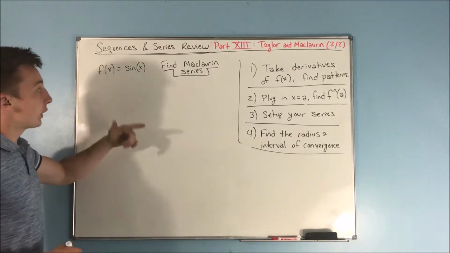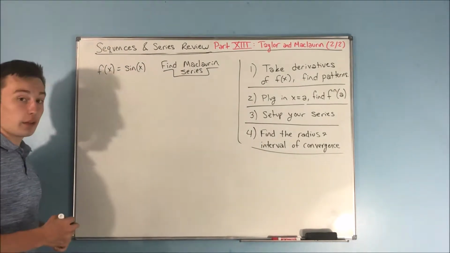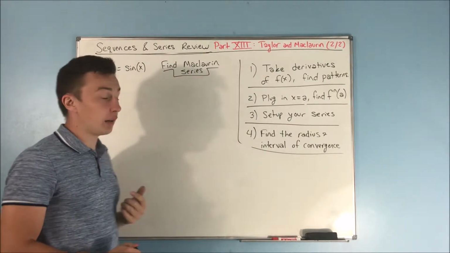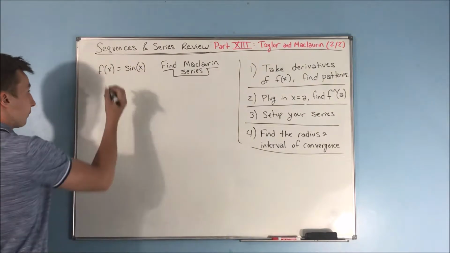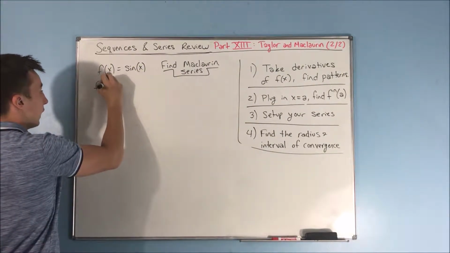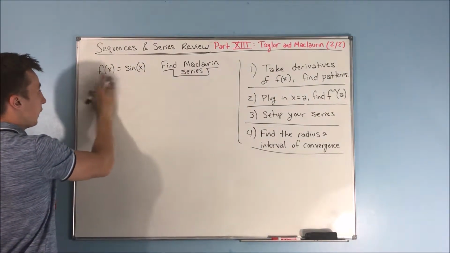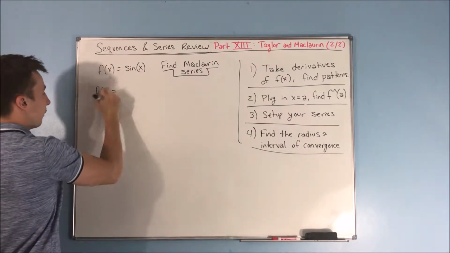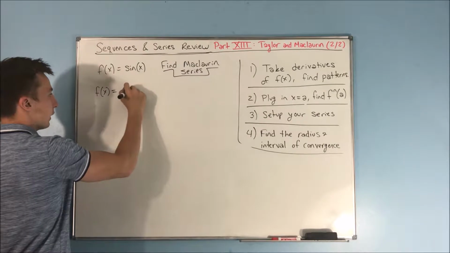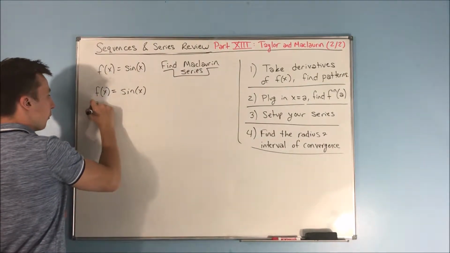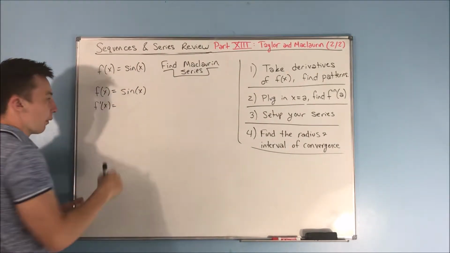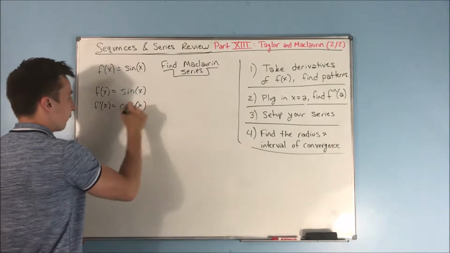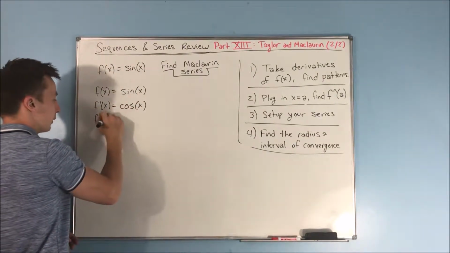So we want to find a Maclaurin series for sine of x. The first thing we need to do is take derivatives of our f of x and find patterns. Actually, I'll write f of x again down here because I don't want to erase this f of x up here. So f of x equals sine of x, f prime of x, well that's of course going to equal cosine x, and you can just go through these derivatives here. You should be pretty comfortable with these by now.